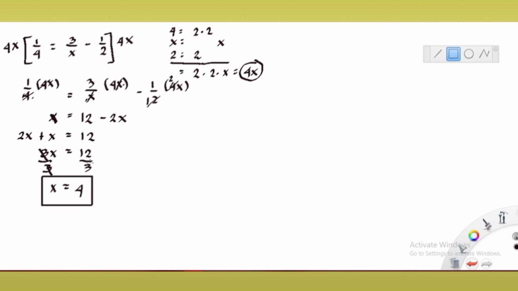So mabuti na lang, hindi na siya fraction kasi yung iba talaga hirap sa fraction. So kapag pinag-aralan nyo ang rational equation, I suggest na mag-aral muna, okay, ng fractions. So, let's have the checking. So, again, let us check kung tama ba yung nakuha nating sagot.